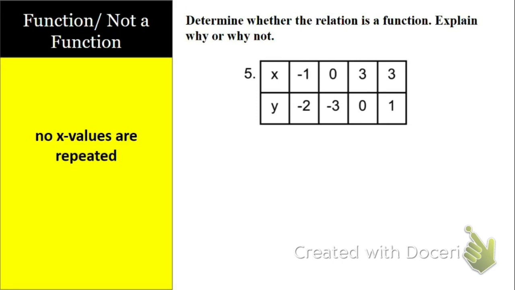In this example, same thing, we determine whether it's a function or not. So we focus on our x values. Our x values for this one is -1, 0, +3, +3. So in this one, these 3's were being repeated. And because the 3's are repeated and they're both positive, we're going to label this one as not a function. Okay? So that's how we identify whether we have a function or not, just making sure that none of our x values are being repeated.